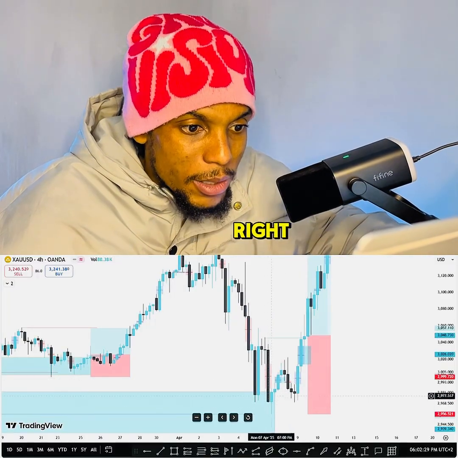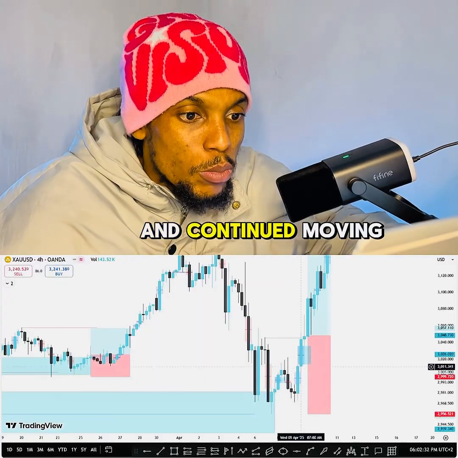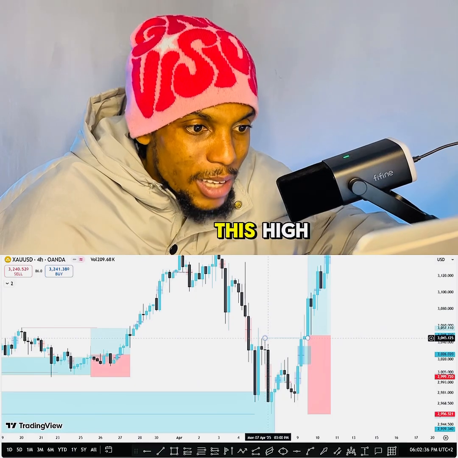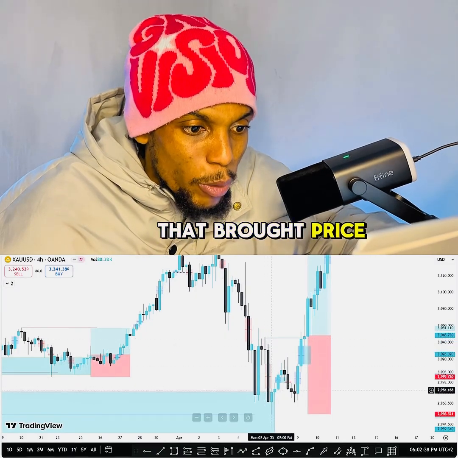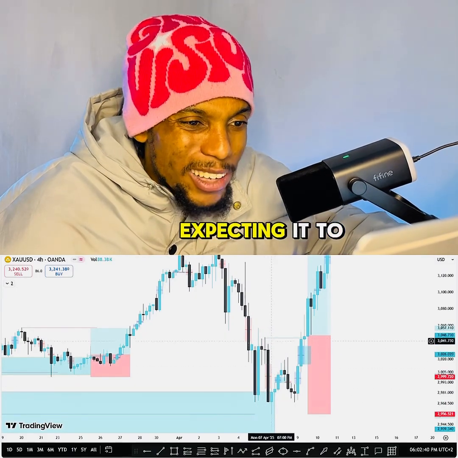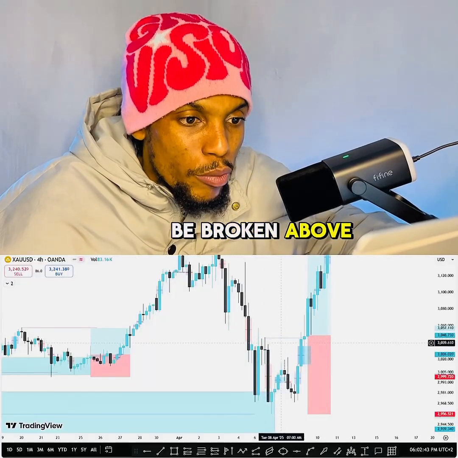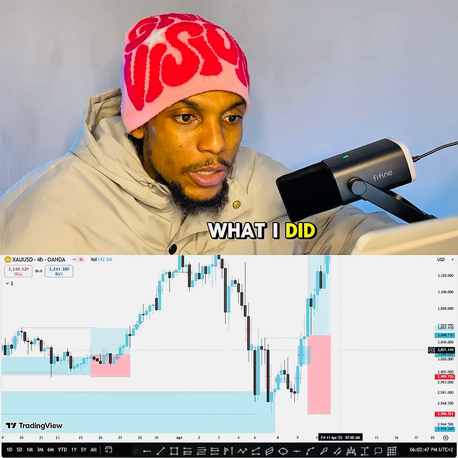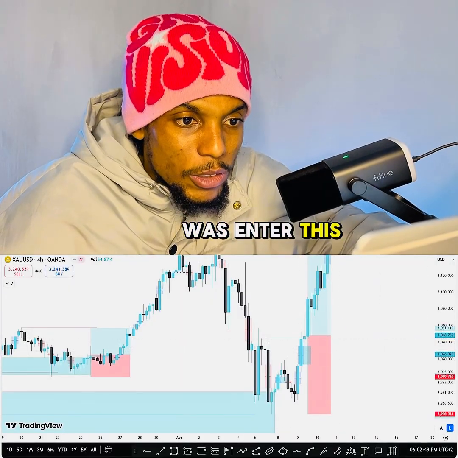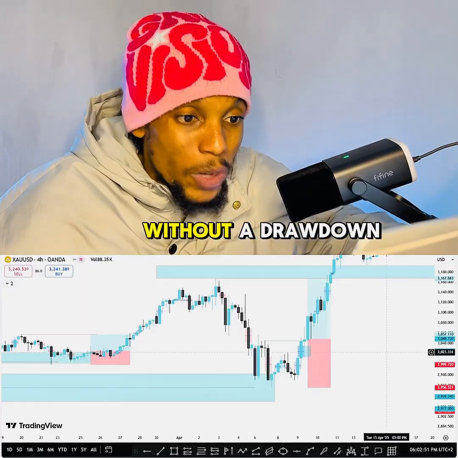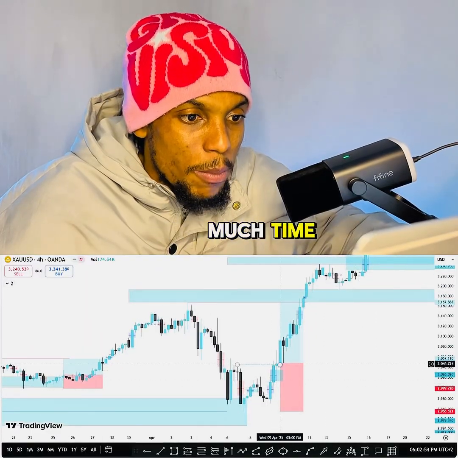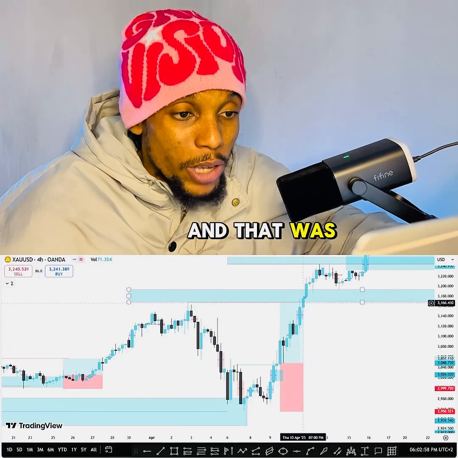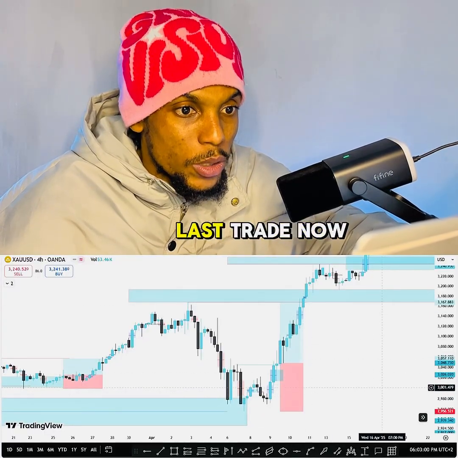So my first confluence was this fair value gap going out of the weekly time frame fair value gap, right? Price respected it and continued moving up, right? And then the second confluence is this high that brought price into this weekly fair value gap, expecting it to be broken above, right? Once I saw price break this particular high, what I did was enter this trade, right? And as you can see, without a drawdown or without wasting much time, price moved straight to my take profit area. And that was how I made $1,000 on the last trade.